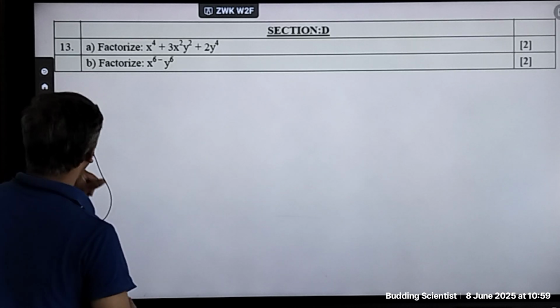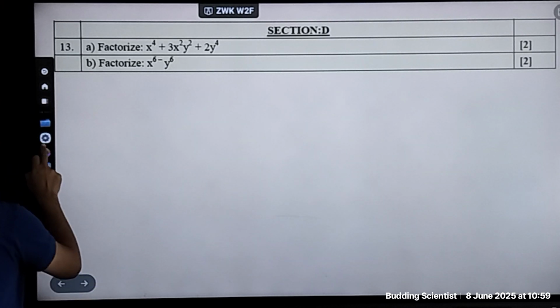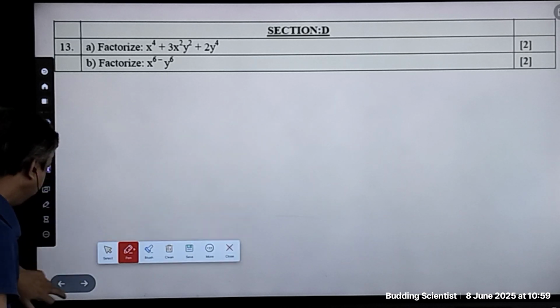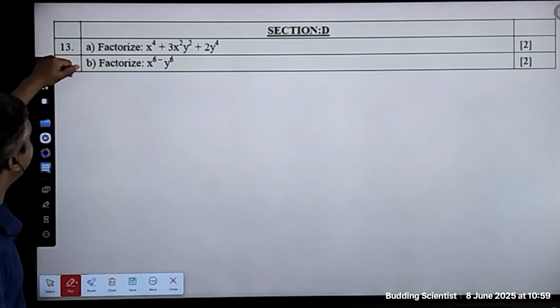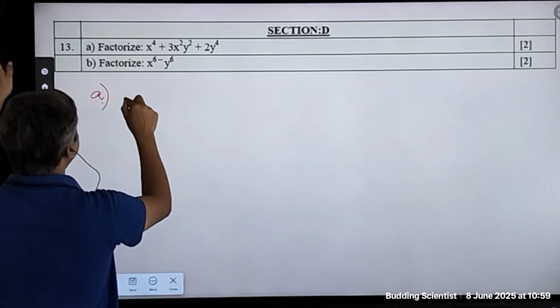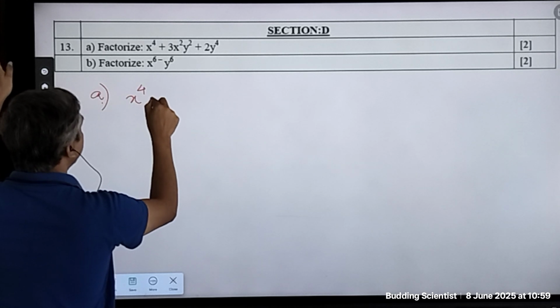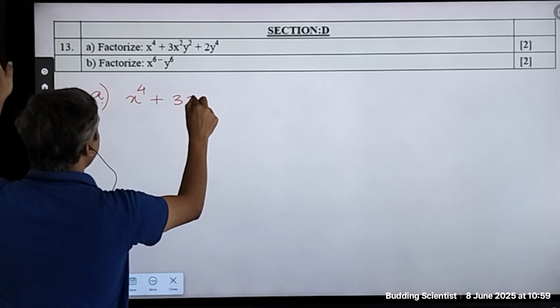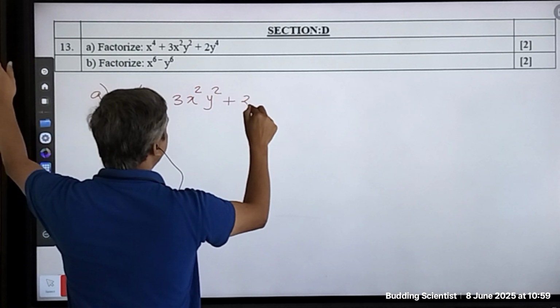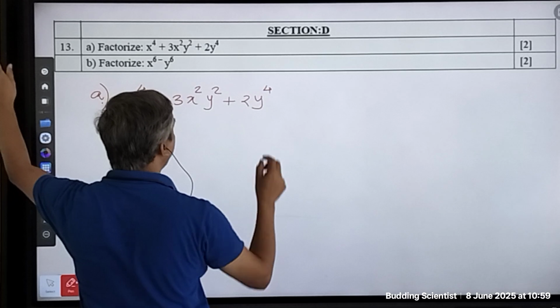Yeah, we have one more. Question number 13. I think that is the last question, A and B. I'll solve A, we'll solve B as well. x raised to 4 plus 3x square y square plus 2y raised to 4.